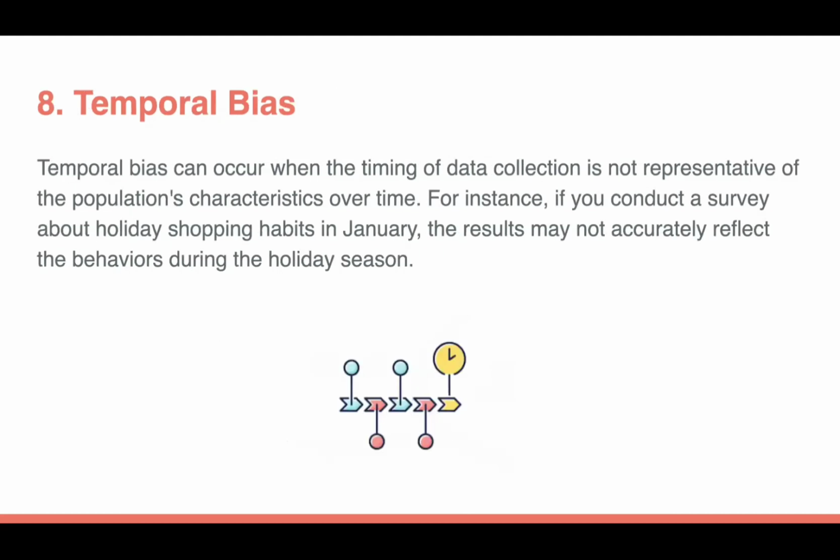Temporal bias. Temporal bias can occur when the timing of data collection is not representative of the population's characteristics over time. For instance, if you conduct a survey about holiday shopping habits in January, the results may not accurately reflect the behaviors during the holiday season.